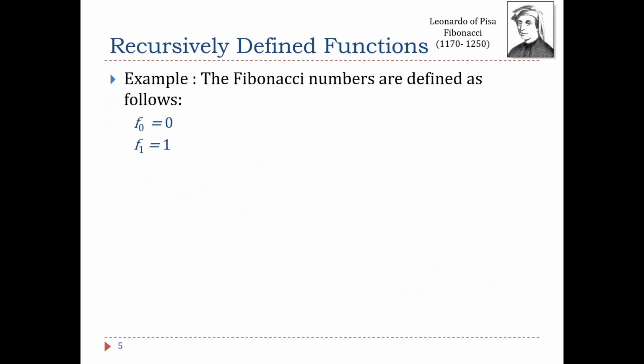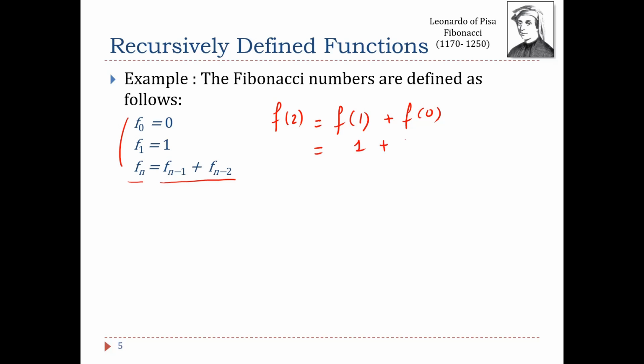Let's consider one last example, maybe the Fibonacci sequence, where the first two items are equal to 0 and 1. And then any item, or any term, in this sequence is equal to the summation of the two previous terms. So in case you want to find f of 2, it's equal to f of 1 plus f of 0, which is finally 1 plus 0, equal to 1.